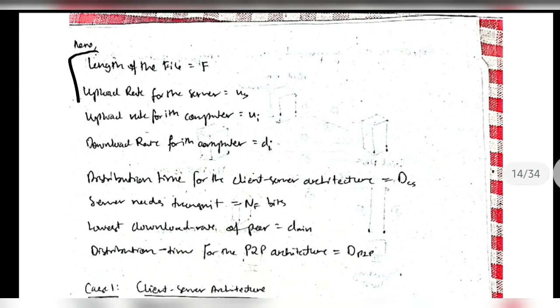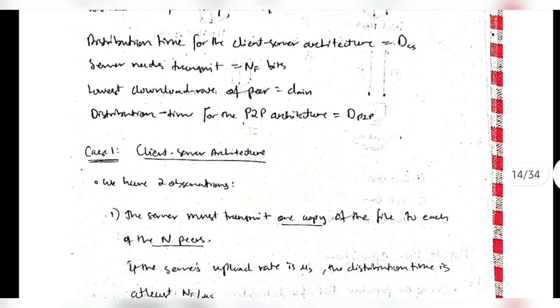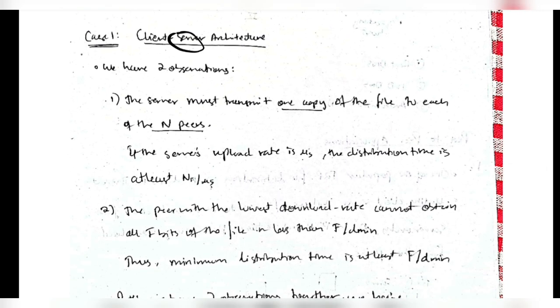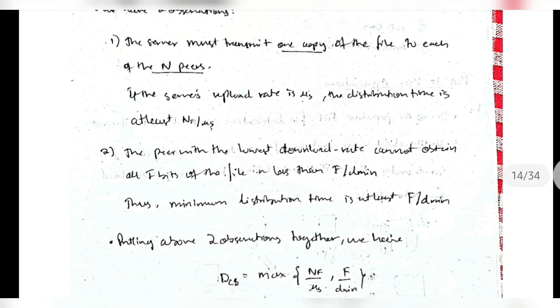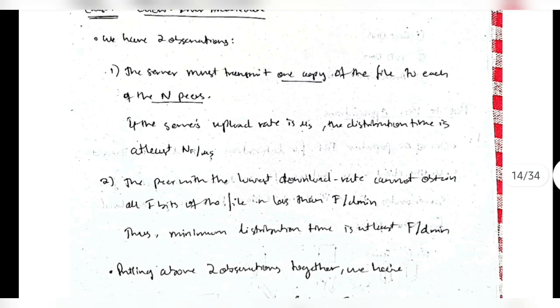These are the points you can go through: the length of the file is F, and US is the upload rate of the server, and so on. These are defined and you will use them in the formula. So case one, client-server architecture. Here one copy of the file is transferred to n peers. There will be one server, which has to transfer the file to n peers, the n clients connected. So the distribution time will be nF, how many files and how many users, divided by US, the upload rate of the server. That is the time taken for the server to send to clients.